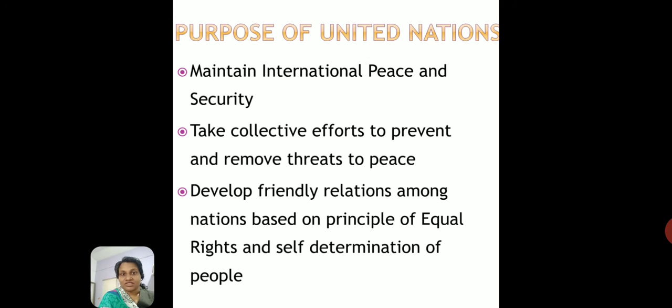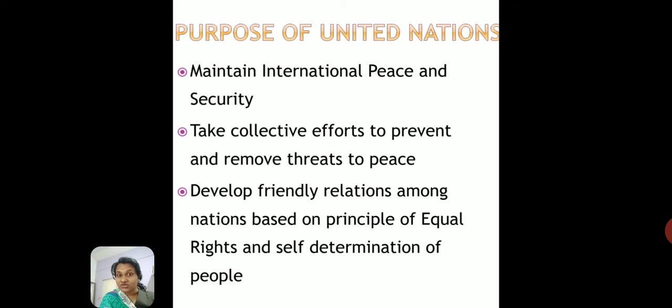Now, what is the purpose of the United Nations? Let's look at it. One, it is to maintain international peace and security. Peace and security in all the countries all over the world, so that there is not a world war again. Next is to take efforts to stop wars from happening, and if they see that there are countries which are fighting too much, then they try to reduce it.